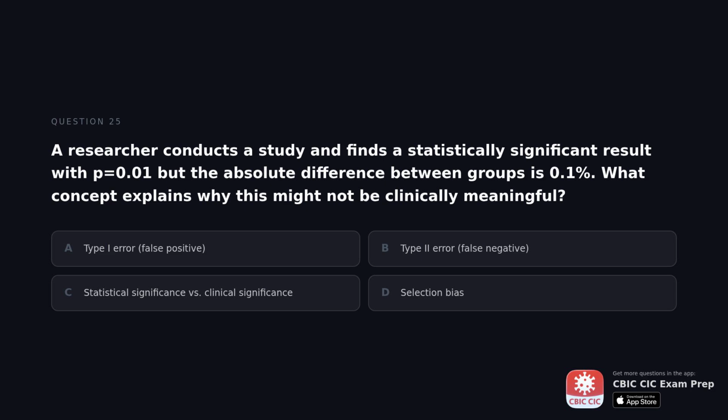A researcher conducts a study and finds a statistically significant result with p equals 0.01, but the absolute difference between groups is 0.1. What concept explains why this might not be clinically meaningful? A. Type I error, false positive. B. Type II error, false negative. C. Statistical significance vs clinical significance. D. Selection bias.